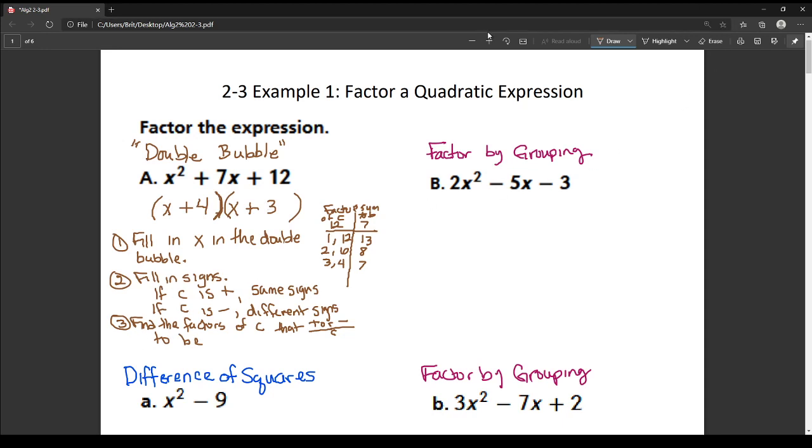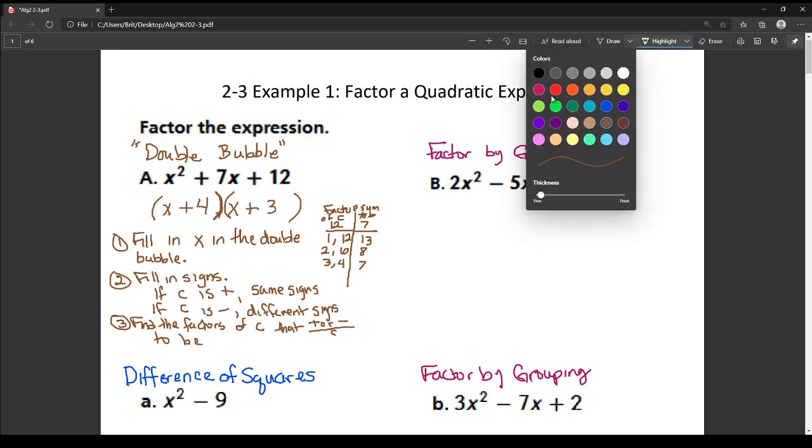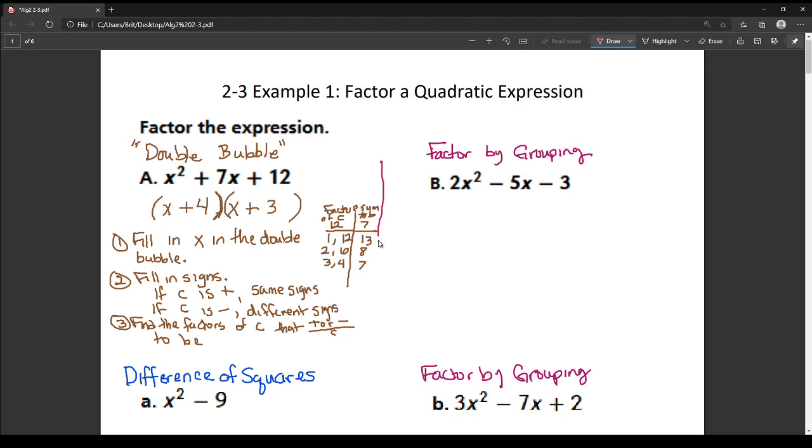Now, factoring by grouping works fairly similarly in a lot of ways. It just takes practice to see how similar they are. So let's talk about factoring by grouping. So the first thing is to multiply a times c and find what adds to b.